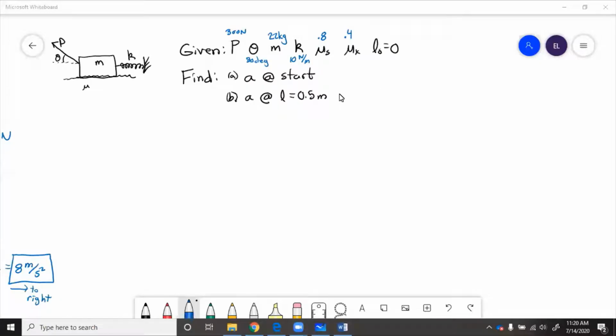In this example, we have a person who is pulling a sack of gravel that is bungee corded to the wall. So we're given the pulling force, the angle of the pull, mass of the bag, spring constant of the bungee cord, static and kinetic friction, and initial length of the cord. And then it asks, how do we find acceleration right when it starts moving, and then acceleration after it's moved by 0.5 meters.